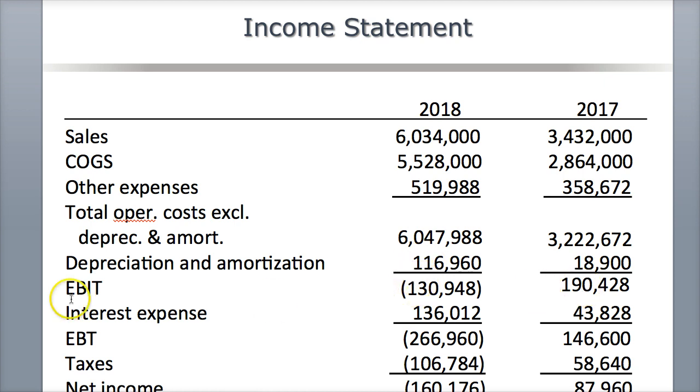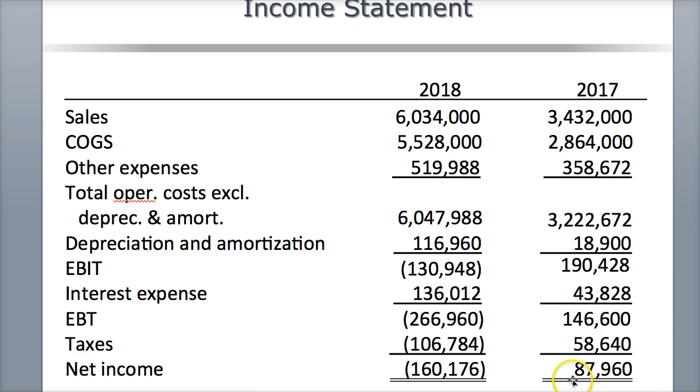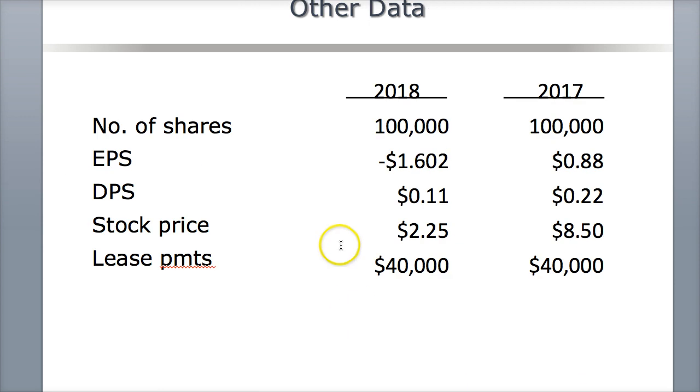So EBIT is earnings before interest and tax. That's our operating earnings, and we had positive operating earnings in 2017, but negative operating earnings in 2018. So that's bad. Take away our interest expense, which increased greatly for the debt we took on. Earnings before taxes, we went from a profit to a bigger loss. We look at our taxes. After we pay our taxes in 2017, our profit is only 87,000. Here we get a tax credit for the loss, so our net income is a negative 160,000. So not a very good year for this company.